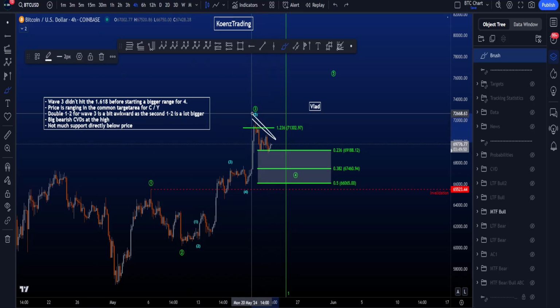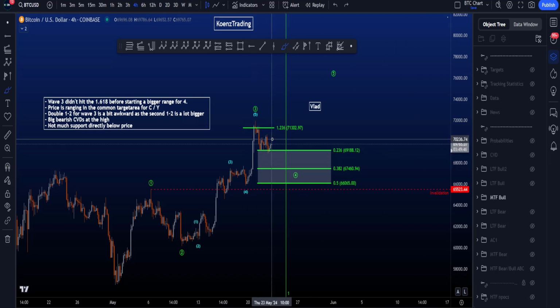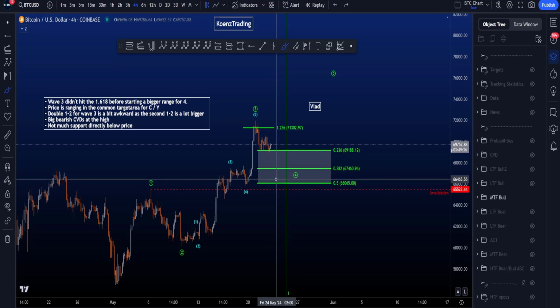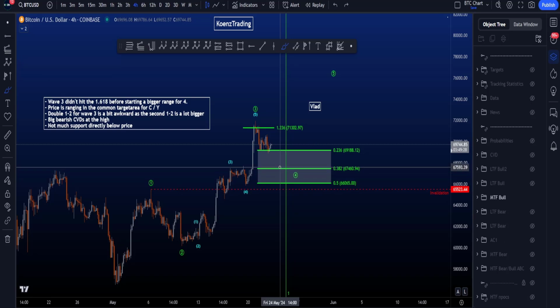We also have some bearish CVD divergences over here at the highs, which I will show in a second later in the video, and below price here we don't have too much support. If we drop below this low again, the next area of support is pretty much between the 382 and the 05, so we have to see how quickly price would move towards that area, because if locally we have a 1-2-1-2 and we get a big move down, we should push through that support very easily.